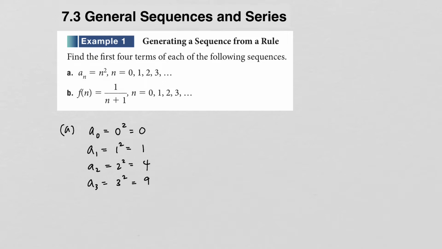So the first four terms of this sequence are the numbers 0, 1, 4, and 9. And of course, it goes on from there. And so if you wanted more terms of this sequence, you would just continue plugging in 4, 5, 6, etc. into the formula.